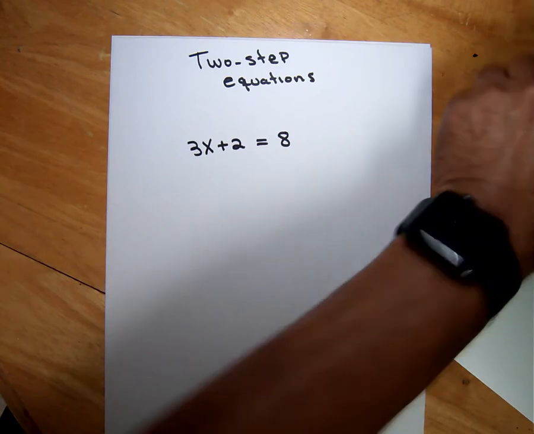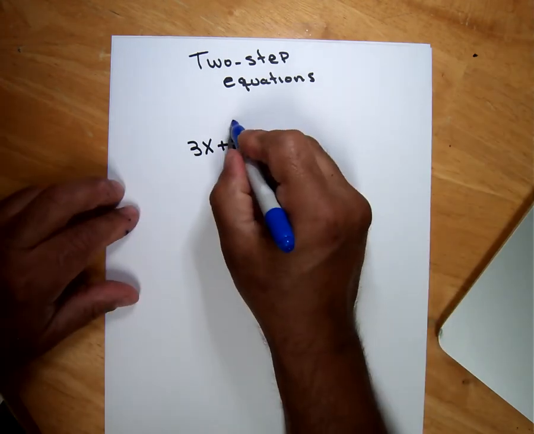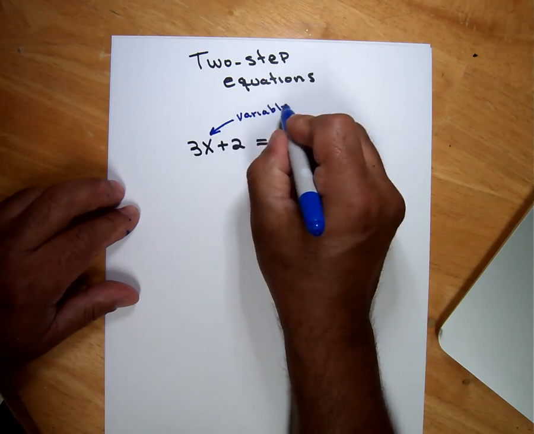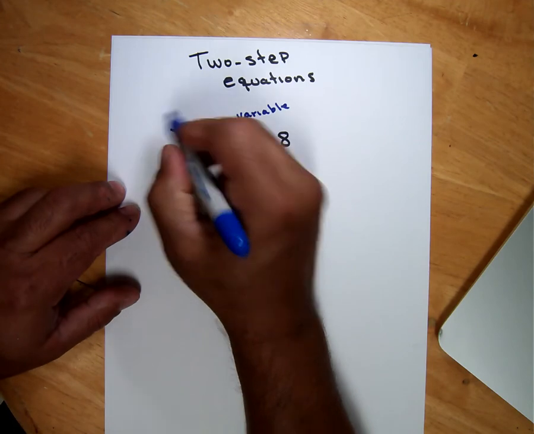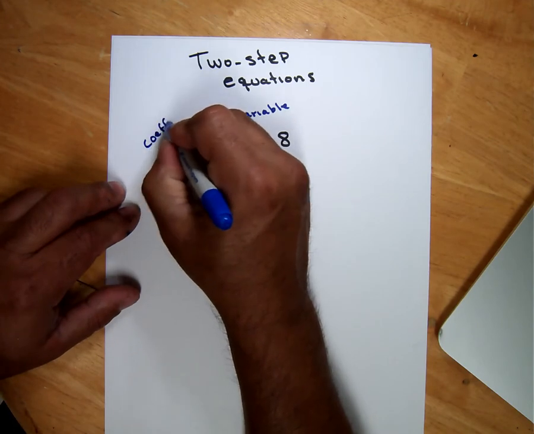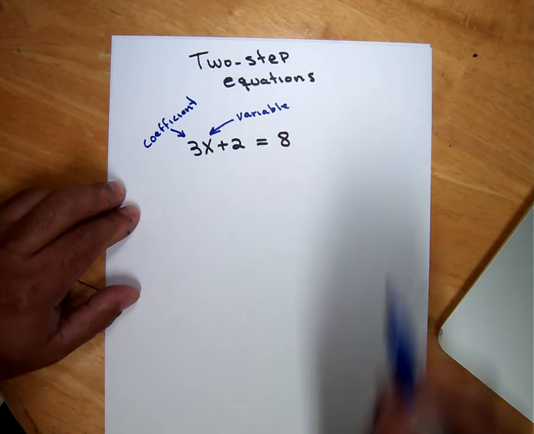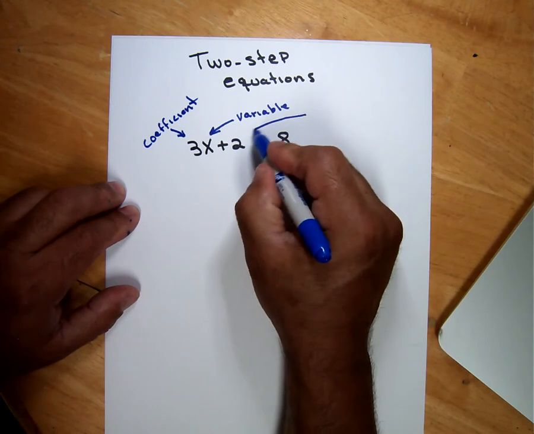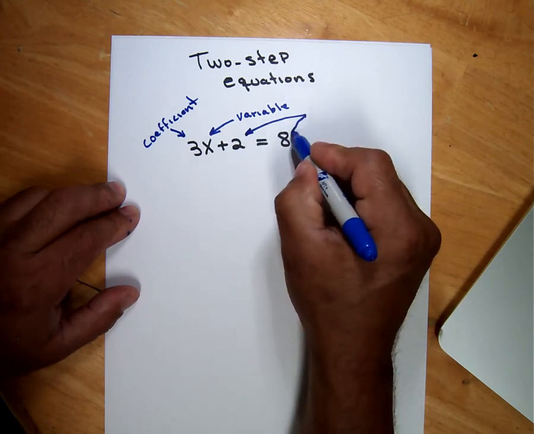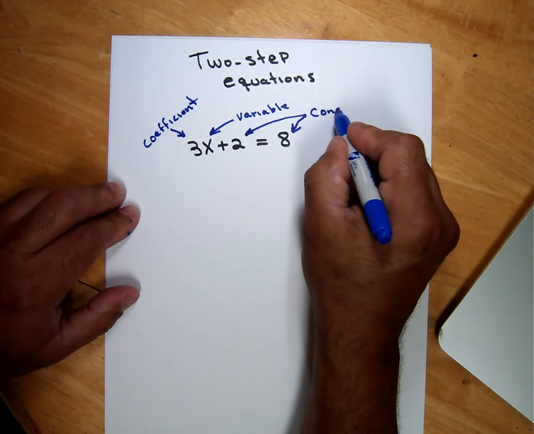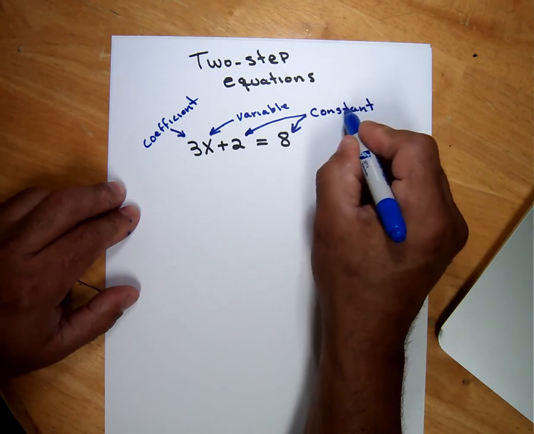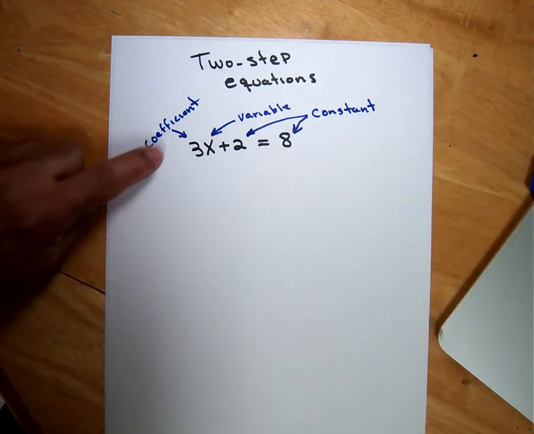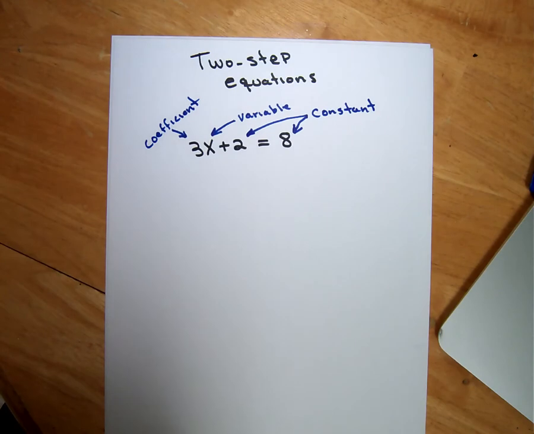So our variable in this equation is x. Our coefficient is 3. Cross my T. And our constants are 2 and 8. So in this two-step equation, what we're trying to do is find the value of 1x.